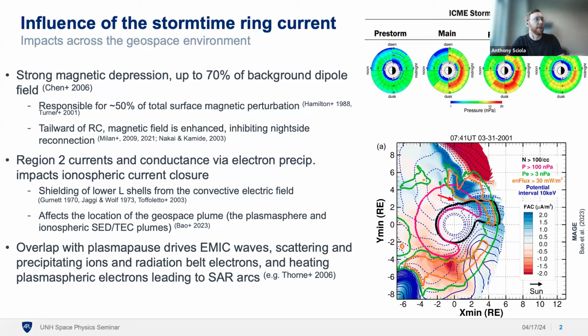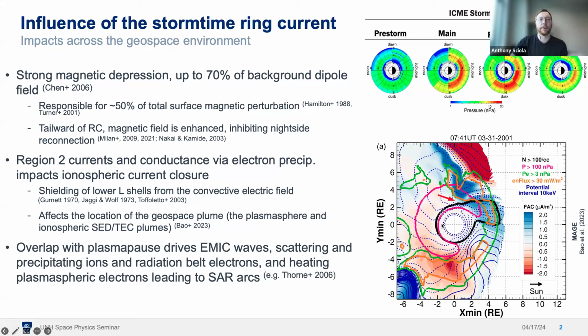The region 2 currents and conductance via electron precipitation impact ionospheric current closure, and that has effects on the shielding of lower L shells from the convective electric field, which is demonstrated in this plot with these potential lines in blue getting shielded by this ring current in pink here.